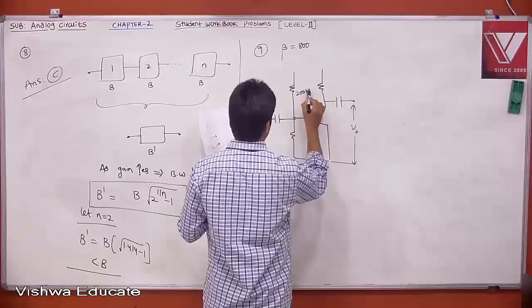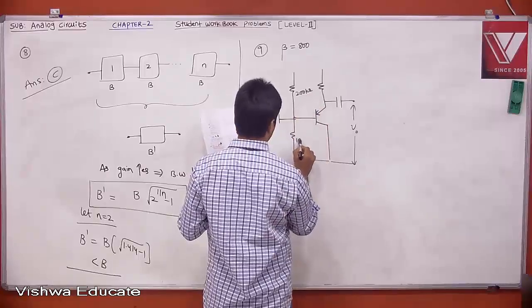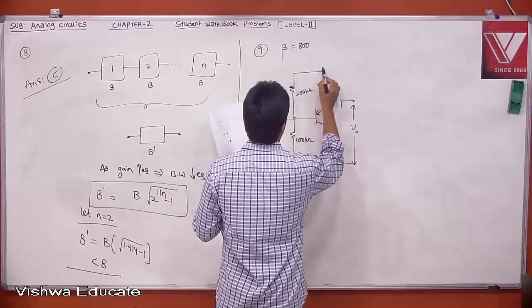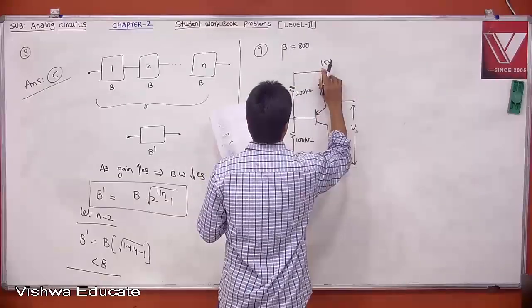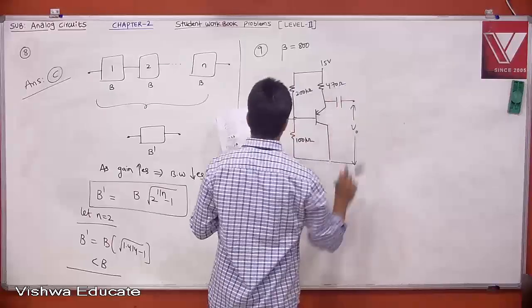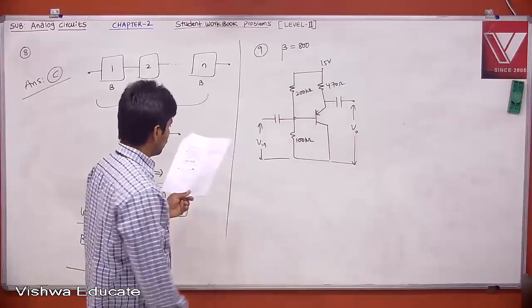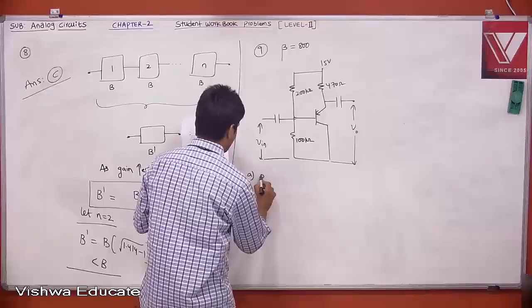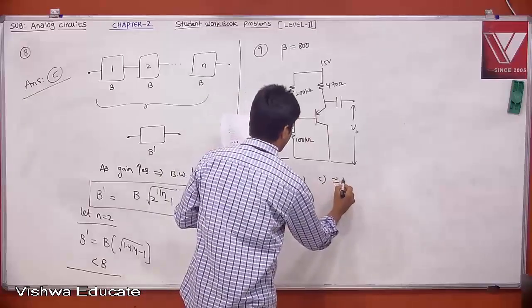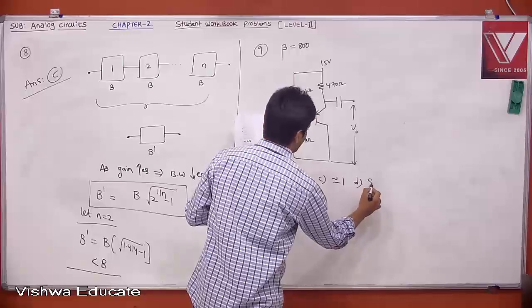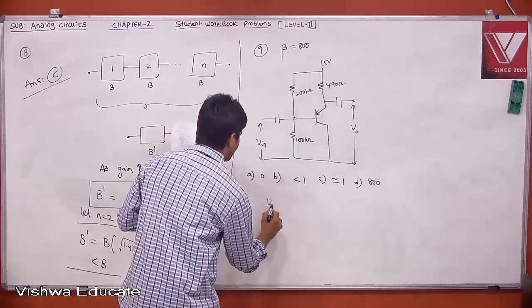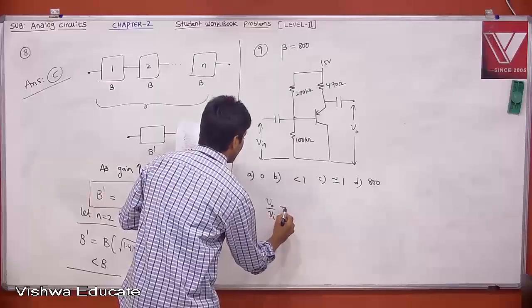The circuit has 200K, 100 kilo ohm, 15 volt, and this is 470 ohm. Option A is 0, option B less than 1, option C close to 1, option D 800. Therefore, what is being asked is Vo by Vi, which is nothing but your mid-band voltage gain.